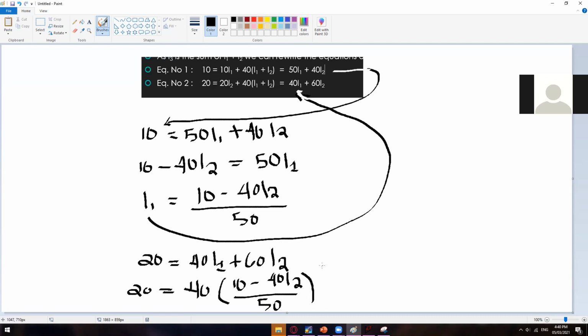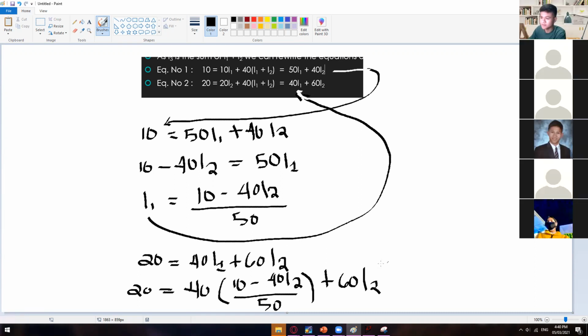And what's next? 60 plus 60 I sub 2. All right, so were you guys able to follow up to this point? Yes, sir. Okay, so we are now on this new equation coming from equation number 2. So just distribute this one using the FOIL method.